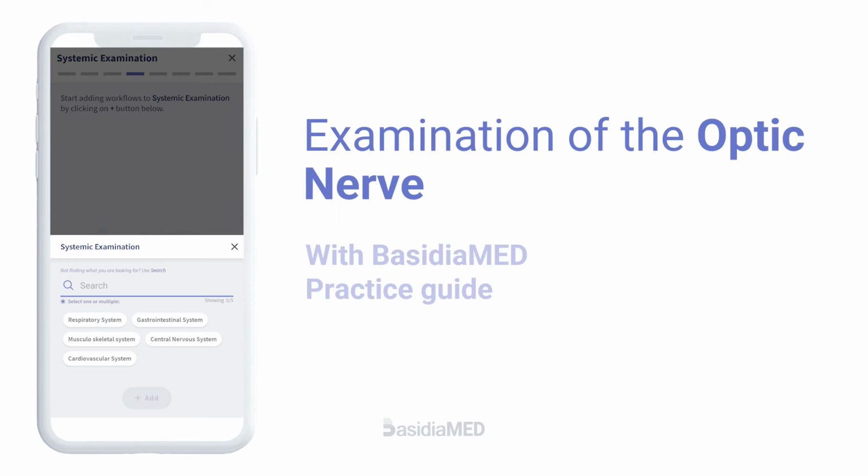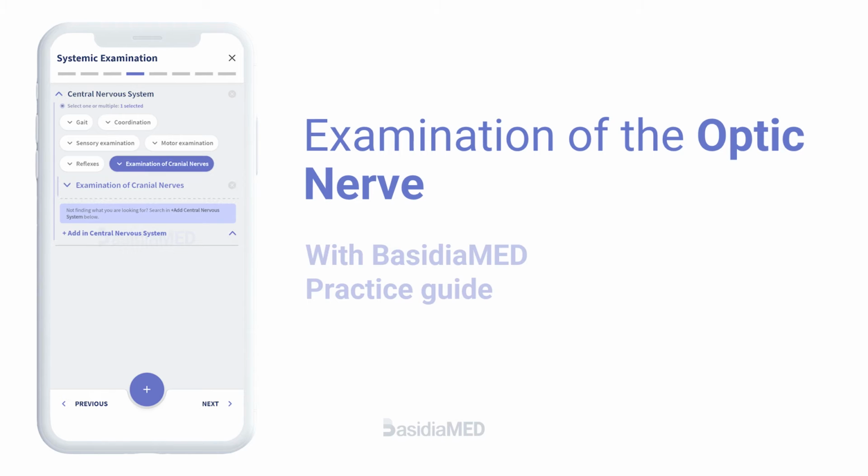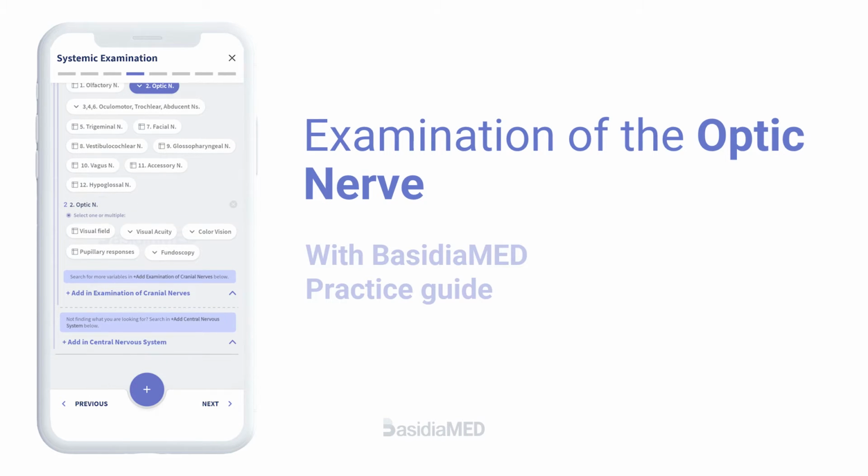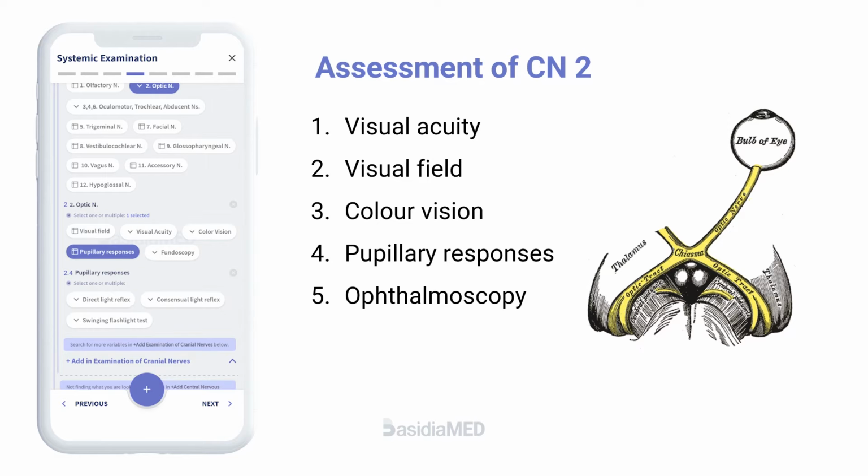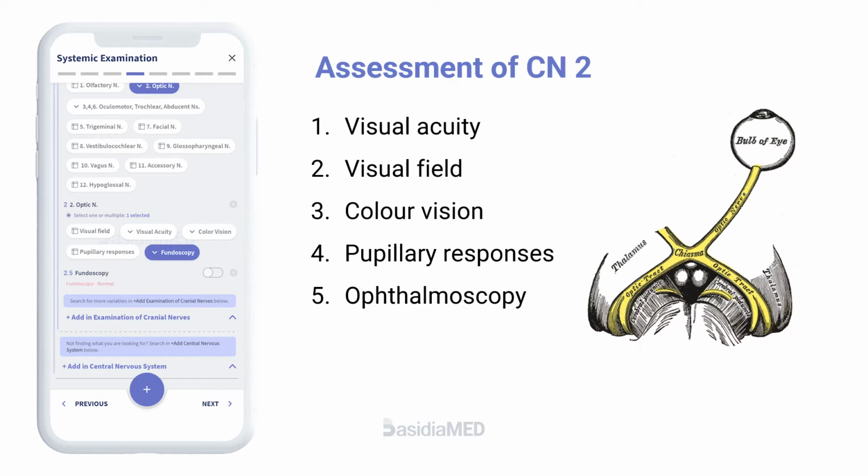Examination of the optic nerve. The optic nerve carries messages from the retina to the brain for vision. Examination of the optic nerve includes the assessment of visual acuity, visual field, color vision, pupillary responses, and fundoscopy.